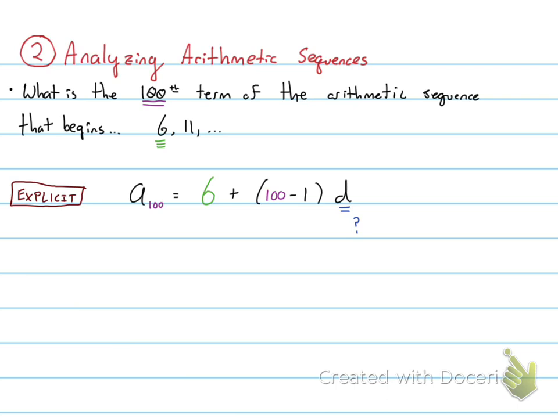That's going to be the common difference for everything. So going from 6 to 11, I'm adding 5. This is arithmetic, so I know that my common difference for everything throughout here has to be 5. So from here, I let my calculator do the work. 6 plus 99 times 5 will give me 501. So that would be the 100th term of the following arithmetic sequence. And I'm done.